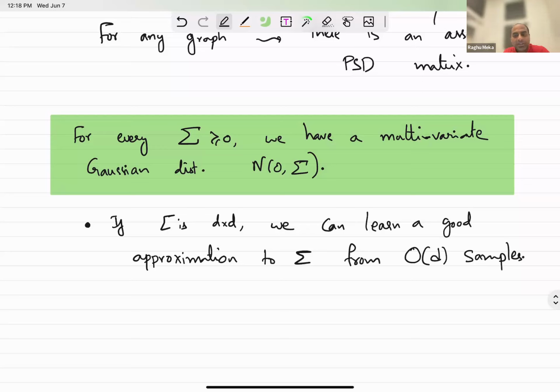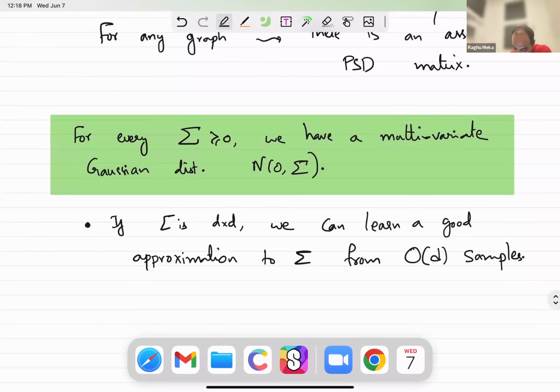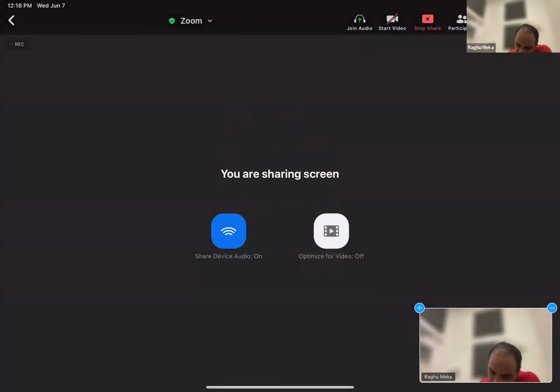Okay. But in many cases, we don't have d samples. The dimension could be very huge. The number of data points is small, and we still want to do some kind of multivariate Gaussian distribution fitting or any other kind of distribution fitting. So what do we do in that case? And that's where Gaussian graphical models come in. And let me now talk about that.